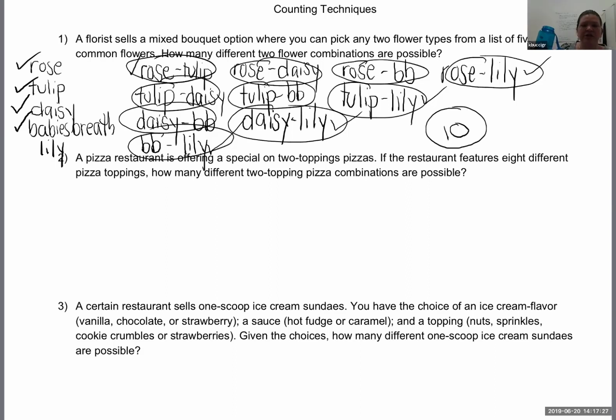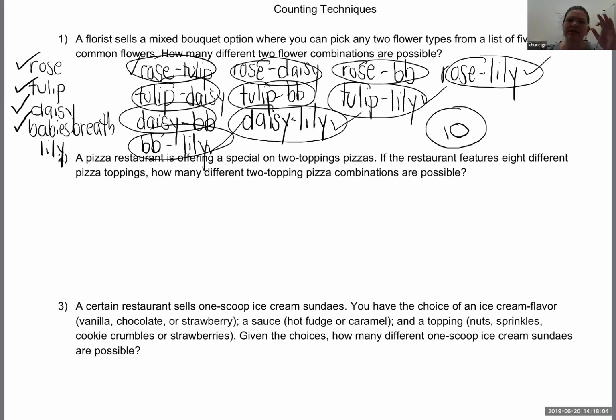A pizza restaurant is offering a special on 2-topping pizzas. If the restaurant features 8 different pizza toppings, how many different 2-topping pizza combinations are possible? So once again, I have these different combinations. And once again, I have to think about this idea of if it matters, if I repeat, will it make a different pizza or will it make the same pizza? Like, is a pepperoni mushroom pizza the same as a mushroom pepperoni pizza? It's the same. It's the same. So I can do this exact same method.